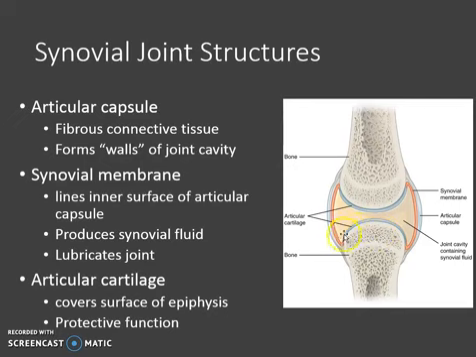The articular cartilage is a leftover remnant from endochondral ossification. It covers the epiphysis of each bone that makes up the joint, and it has a protective function. It helps to absorb shock whenever these two bones might touch. It also helps to take some of the friction or wear and tear so that the bone tissue itself doesn't get worn down.